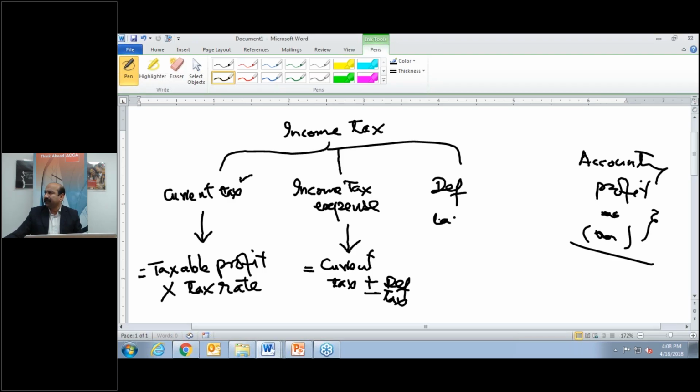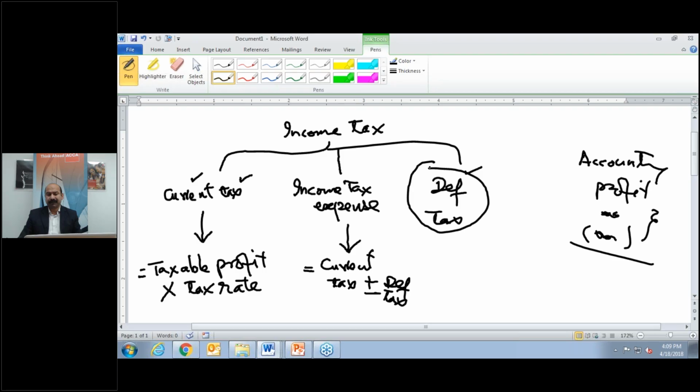Deferred, as its name suggests, you will be settling it sometime in the future. So current means now, or within a period of 12 months, and deferred means, of course, more than 12 months. So we will be discussing the basic concept of deferred taxation.